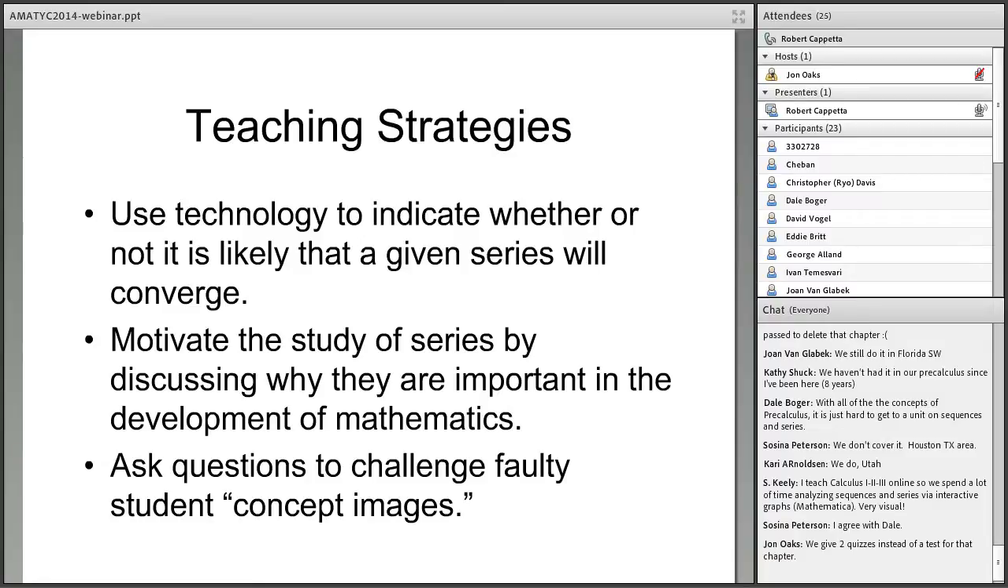So you need to provide opportunities to have students challenge those concept images. If they believe that if a sub n goes to 0, then the series has to converge, have them look at the harmonic series. Give them questions that will challenge those faulty concept images.